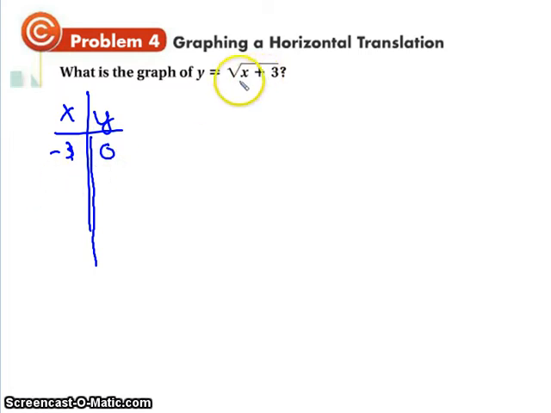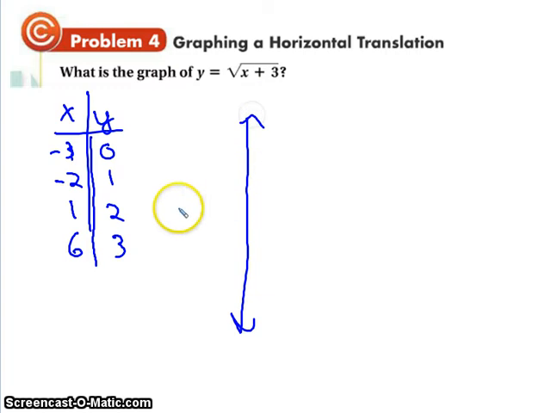Alright. If I pick negative 2, I'm going to get a 1. If I pick a 1, I'm going to get a 2. And if I pick a 6, I'm going to get a 3. So I can manipulate the numbers a little bit, because I know what perfect squares I want. So whatever I want underneath here, I'm going to try and do what I can to get it. So, all right, then we graph it.